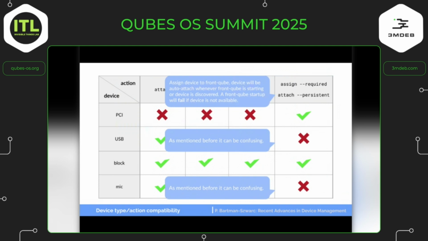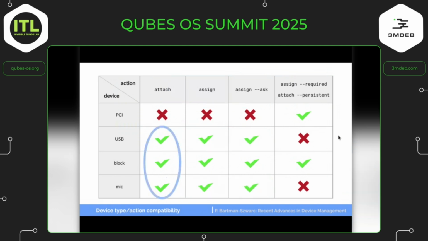It means that this device is required to even start the front-end VM. And it also works for the block devices, but is not available for the USB or microphone. So you cannot say that the VM cannot start without the USB device or microphone, because this would only introduce confusion, not any real use case. So we decided to not allow that. And let's focus on this attachment.